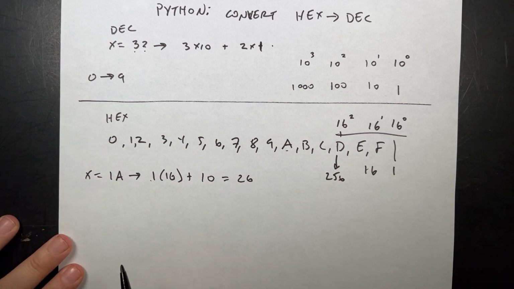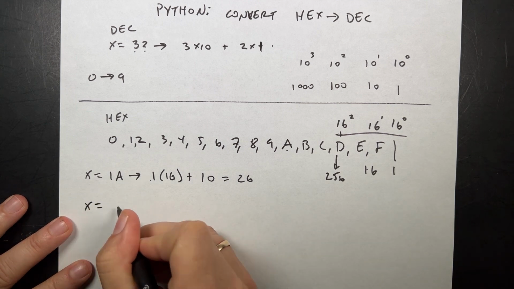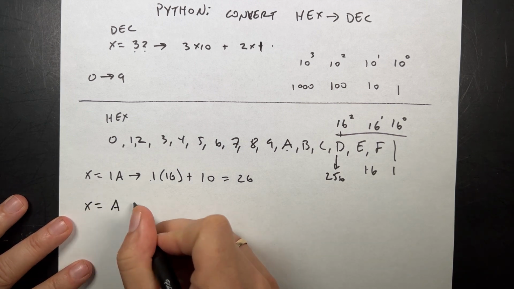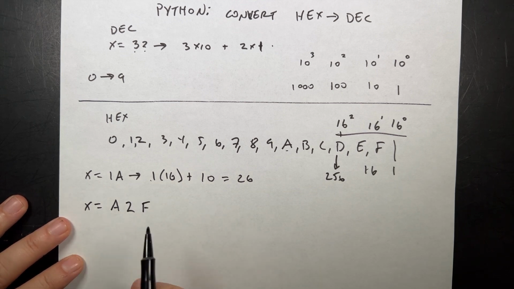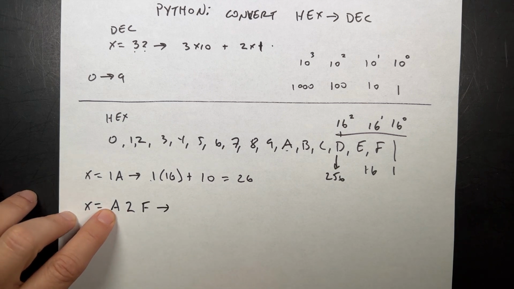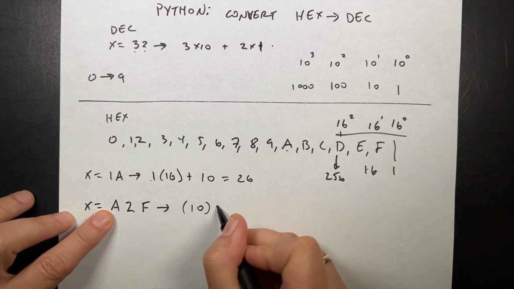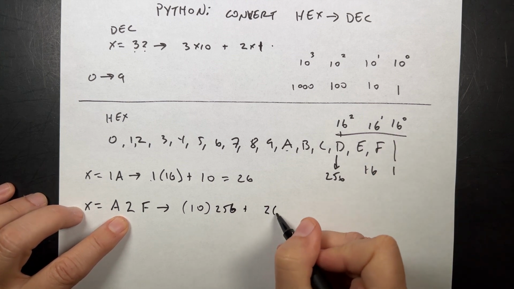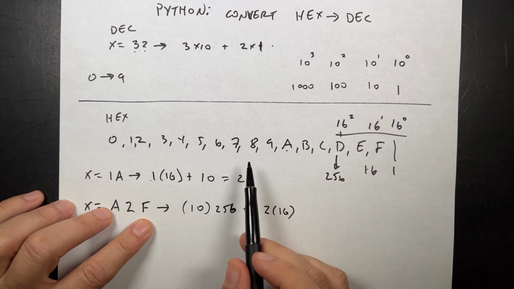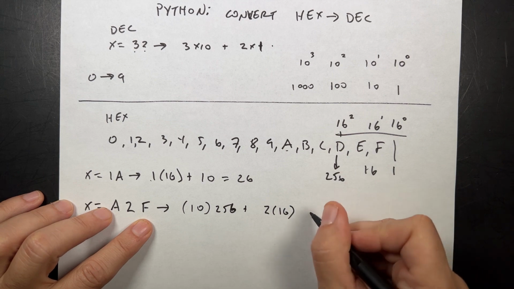Let's do one more that's a little bit more complicated, and I'll have to use my calculator. I'll do a 3-digit number. So let's say x equals A2F. How do we convert that into decimal? Well, A is 10. So it's 10 times that place value, which is 256, plus 2 times the 16 place, plus F. F is 10, 11, 12, 13, 14, 15, so plus 15.